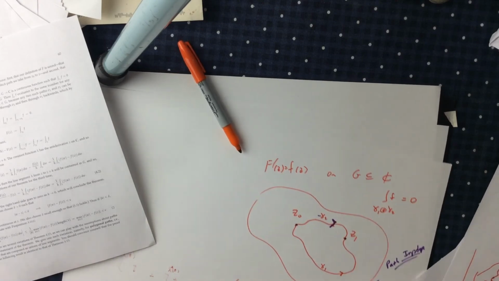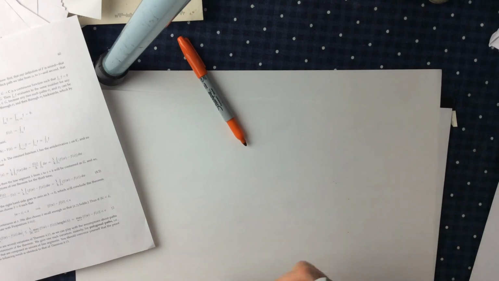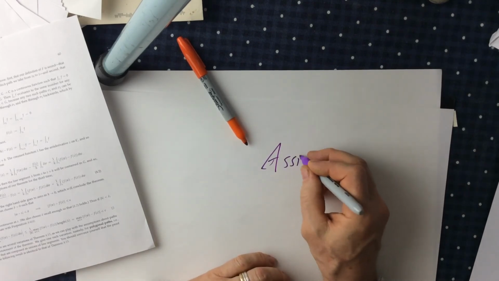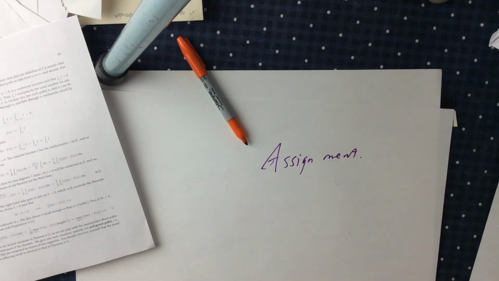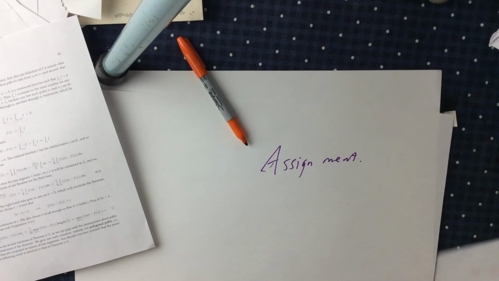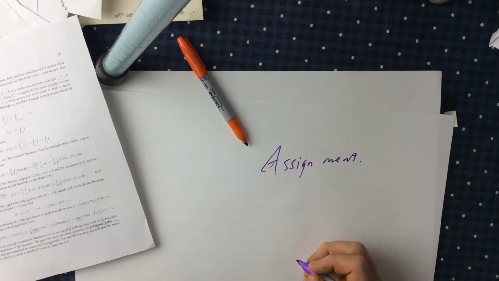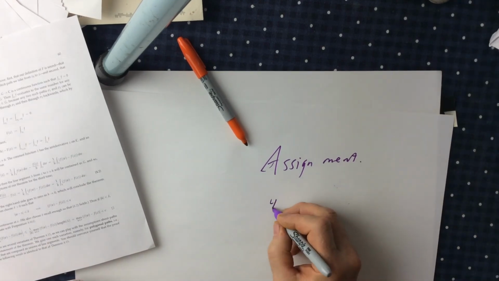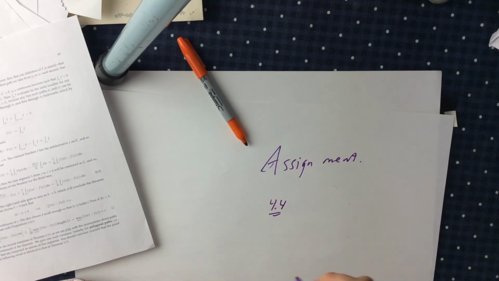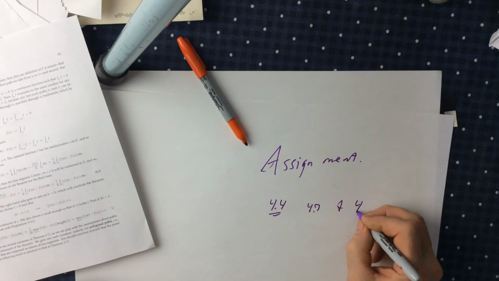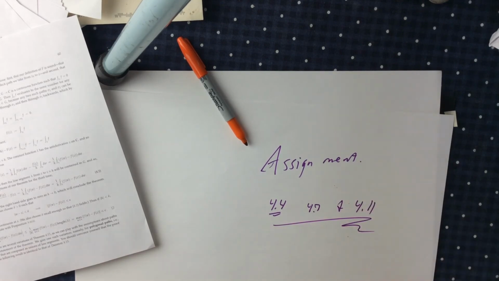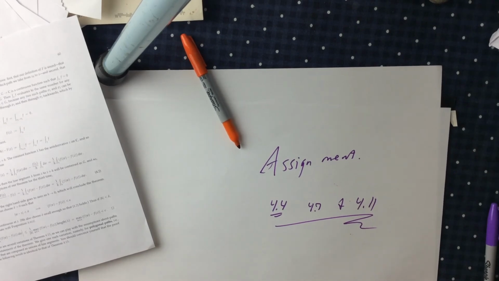All right, your assignment. First off, we are going to make sure in chapter 4 that we do 4-4. I've done half of it. You get to do the next: 4-7 and 4-11. All right. Talk to you later.